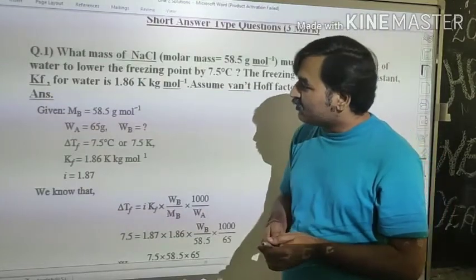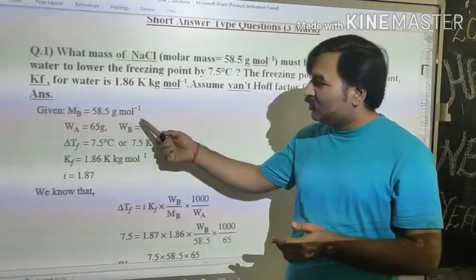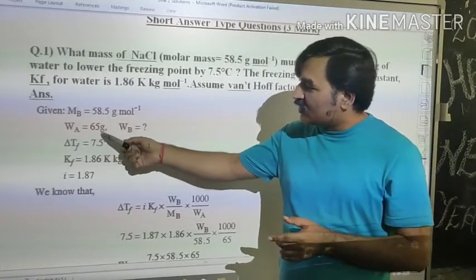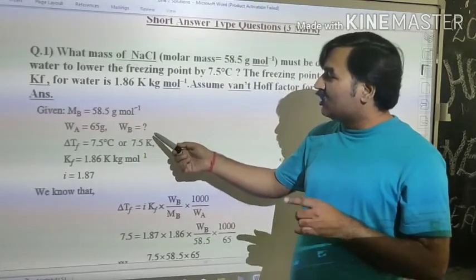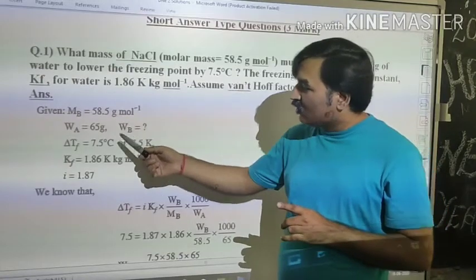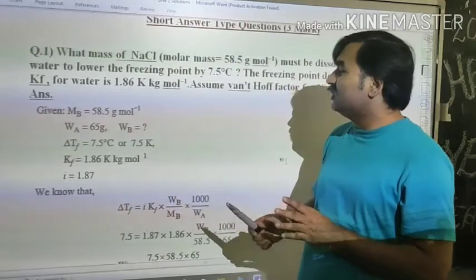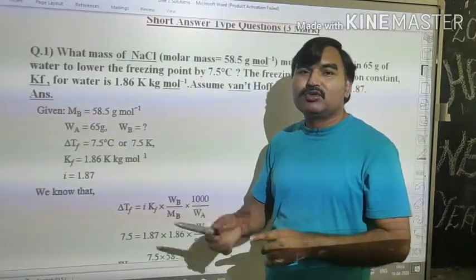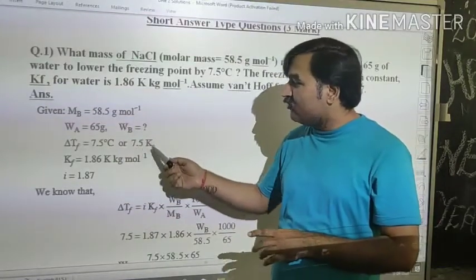You are given the molar mass of solute, which is 58.5 gram per mole. You are given the gram mass of solvent, which is 65.0 gram, but you are not given the gram mass of solute. You have to find it. You are given delta Tf, which is 7.5 degrees Celsius. Again listen, it is a difference of temperature, so in Kelvin it will be the same, that is 7.5 Kelvin.